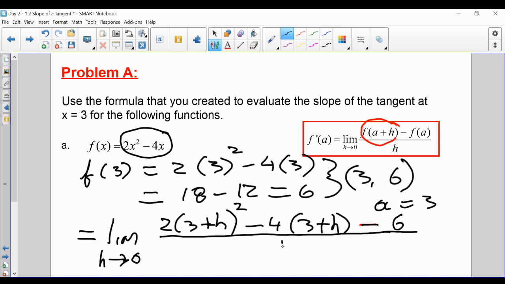Over the h. All right, so let me say this again. The f of a plus h means put in a plus h anywhere I see x in the original function. So it's 2 times 3 plus h squared minus 4 times 3 plus h minus whatever the function value is at a. Well, we already decided the function value when you put 3 into it, you get 6.